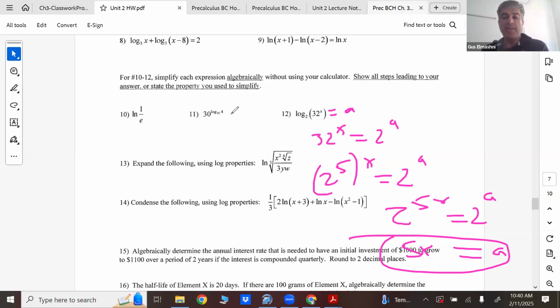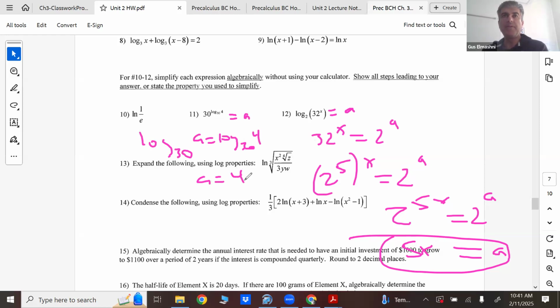If I said equal to a, then it would be log base 30 of both sides. I would do this. I switch it to log form: log base 30 of a. You can move the exponent to the other side, and then a equals 4. I would do that. Right, but it's just like a straight up property.